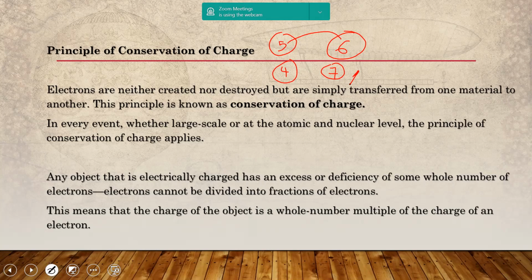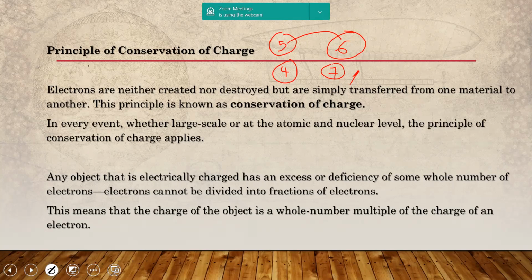An object that is electrically charged has an excess or deficiency of some whole number of electrons. What does it mean? That means the electrons cannot be divided into fractions of electrons. I cannot say 1.5 electrons or half of an electron. It must be a whole number: 1 electron, 2 electrons, 3 electrons, 10 electrons. So what does it mean? That means the charge of the object is a whole number multiple of the charge of an electron.